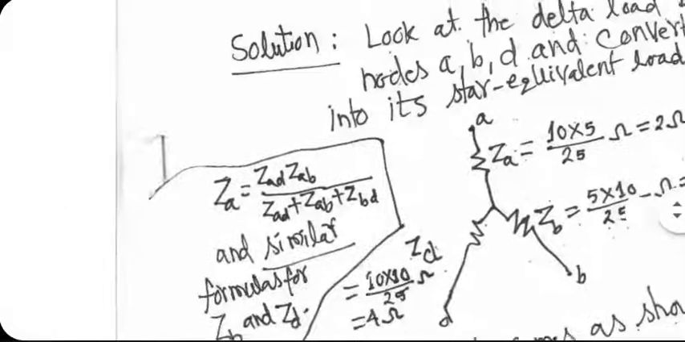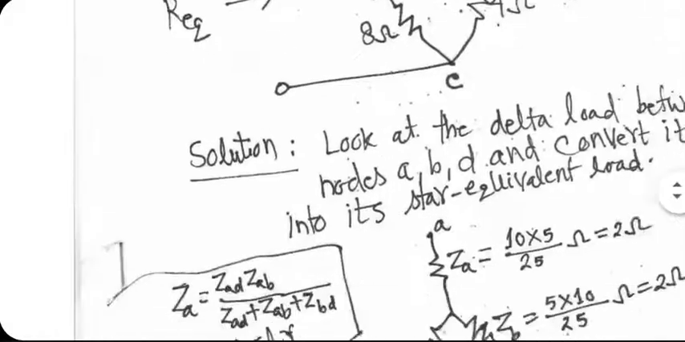So that load that was given to you gets transformed this way. The top delta is gone, and it is replaced by a Y load with equivalent values. So you get this now. And now it's easy to simplify.